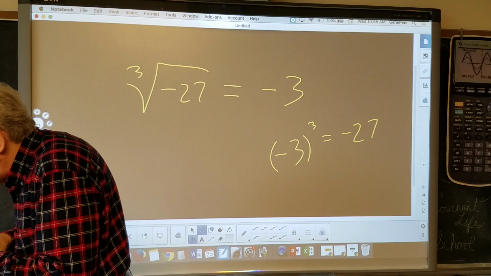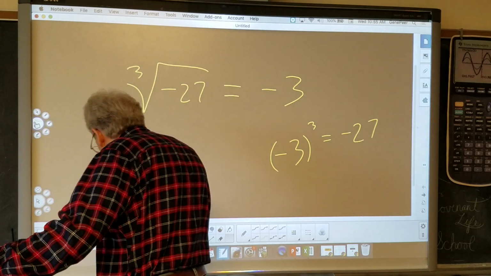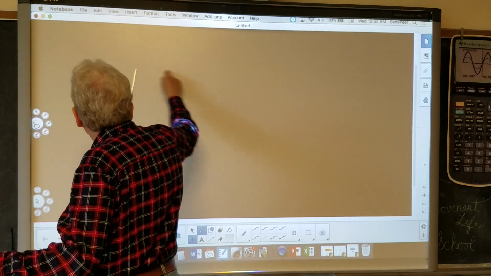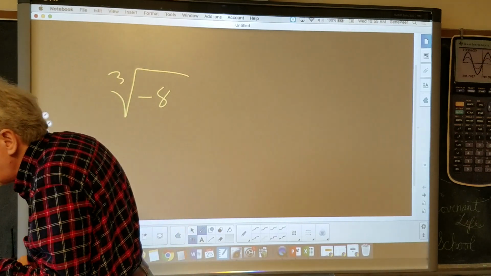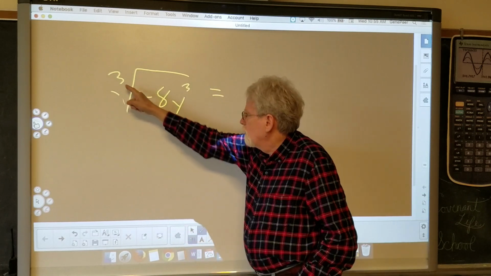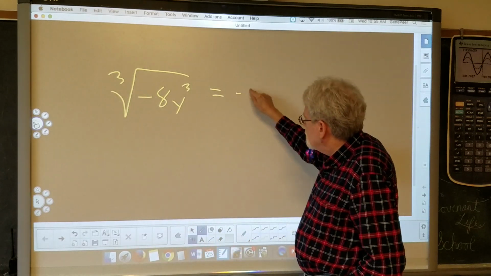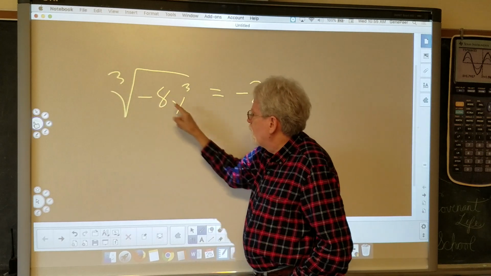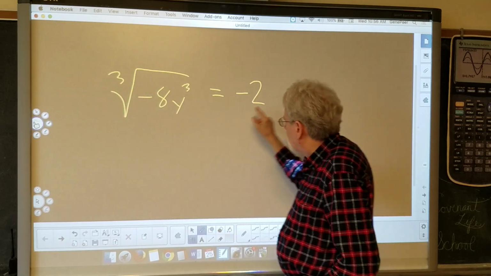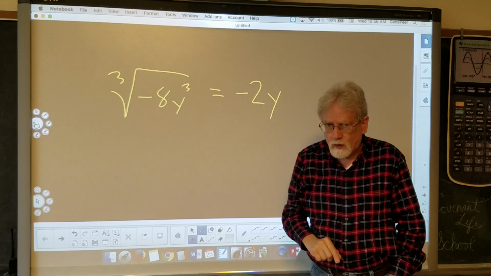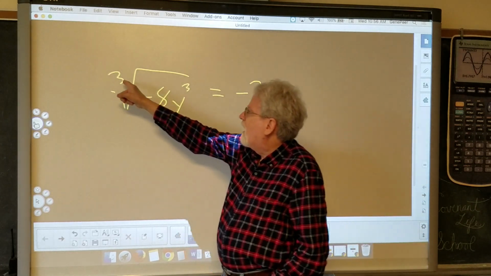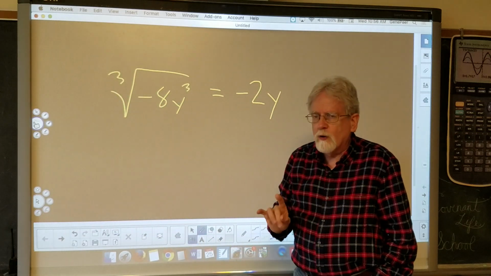Okay, what else do we have here? One more example, skipping over to example 13. The cubed root of negative 8y to the third would be, well, what's the cubed root of negative 8? Oh, it's negative 2. Good. And what's the cubed root of y cubed? The cubed root and the exponent of 3 cancel. We get negative 2y. No absolute value. Why not? Because it's an odd index.